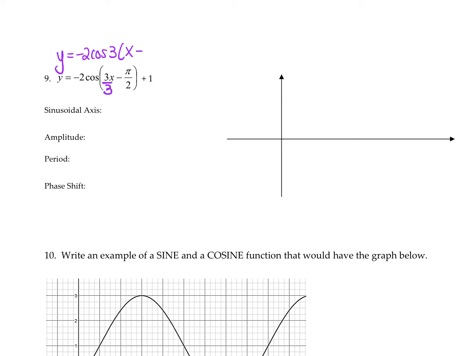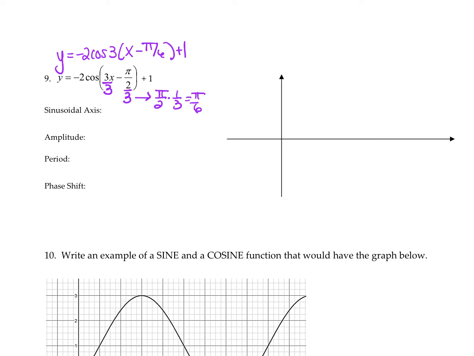When you're factoring out the 3, you're dividing by 3. And if you divide pi over 2 by 3, what you're doing is pi over 2 times 1/3. So you're going to get pi over 6. So I'm actually going to have minus pi over 6 plus 1. So make sure that if your b value is inside your parentheses with a phase shift, you're factoring it out. That's going to be that first step.